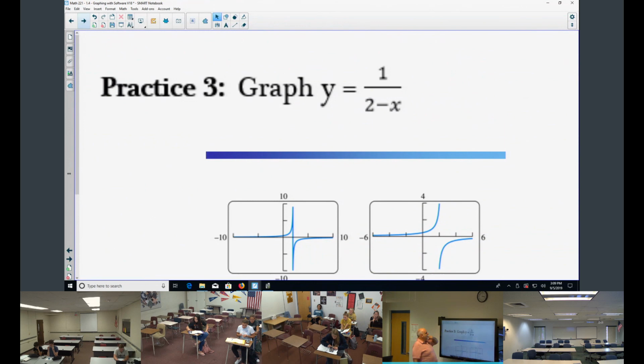Okay, so go ahead and graph y equals 1 over 2 minus x in your calculator, and do a rough graph on your paper.